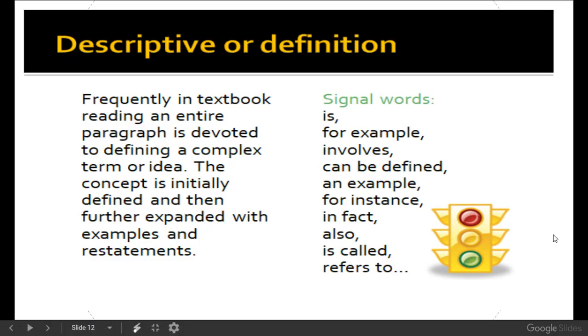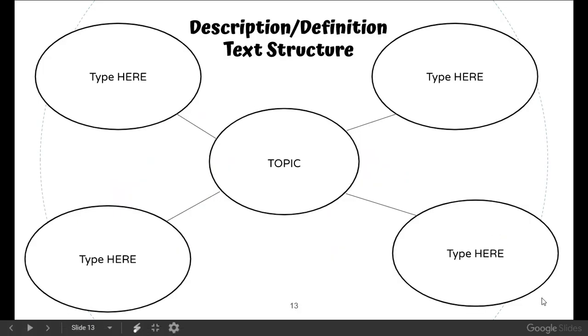And the last text structure is a definition or a description. This is when an author gives one main topic and then defines that topic different ways or describes that topic in many ways. You'll find this type of writing a lot in your textbooks. So you would see, for example, signal words like can be defined as, for instance, in fact, refers to. And so then your main topic would go here, and then there would just be other supporting details that are all on this topic.